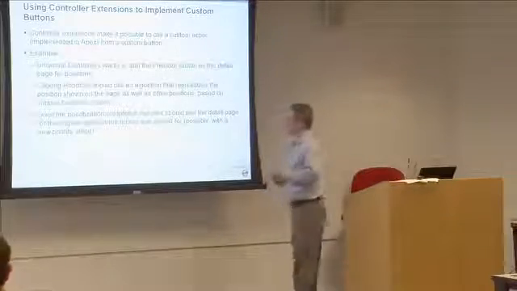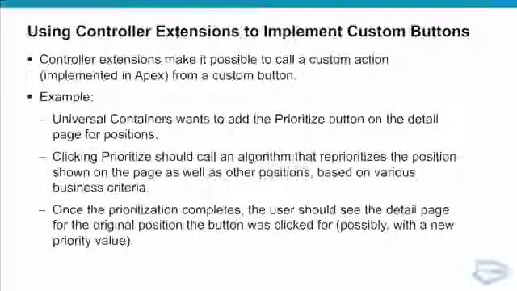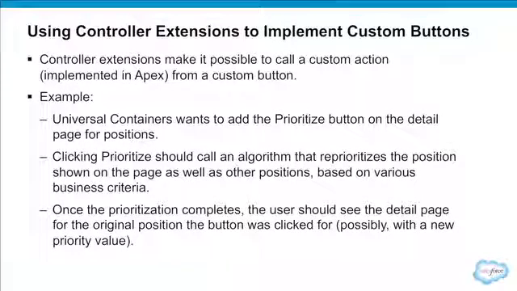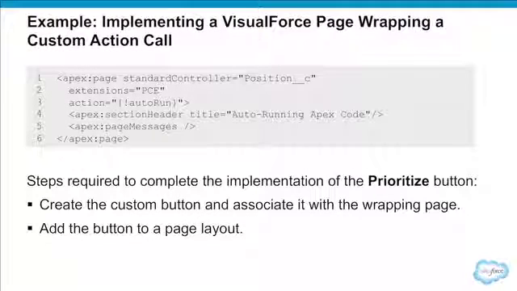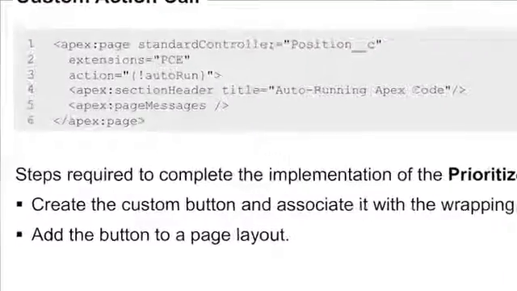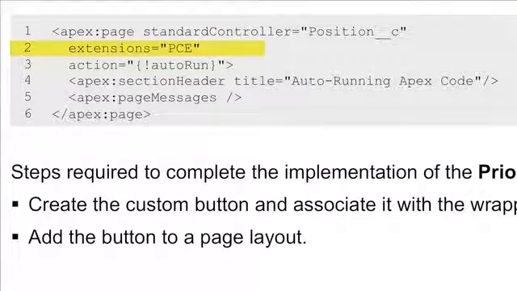So here's the use case in this example. Universal Containers wants a prioritize button on the detail page for positions. It should execute some Apex logic, which reprioritizes positions and then takes the user back to the original requesting page. So here's the idea. Here is the page. Notice that the extensions attribute is referencing one of our classes, which is simply called PCE. And then there is an action attribute called AutoRun.